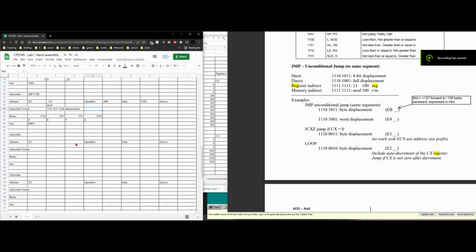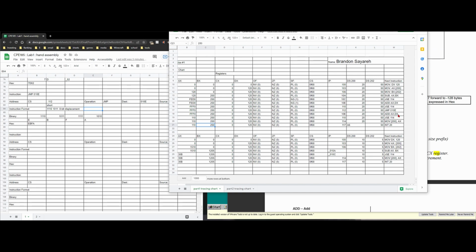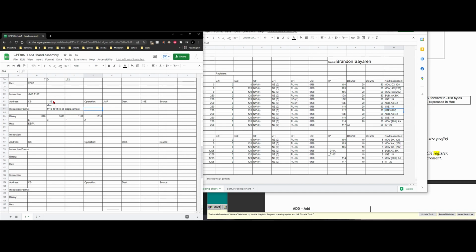We are going to be looking at this jump instruction, which is the next one that we have. So if we look at our tracing chart, we previously did the jump greater than or equal to, now we're at jump 010e. So our current location is 112 and we want to jump to 010e. Our operation is jump and our destination will be 010e.